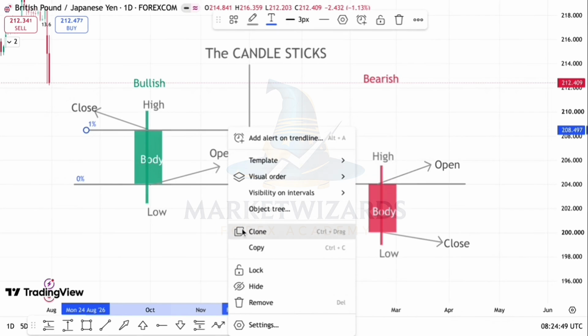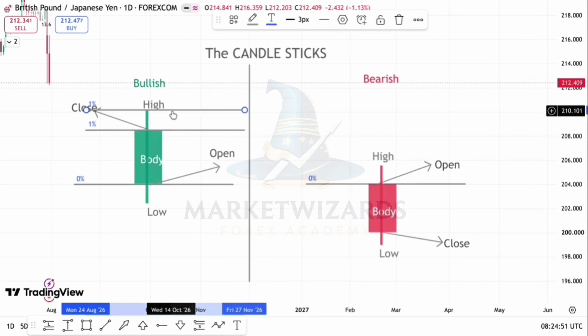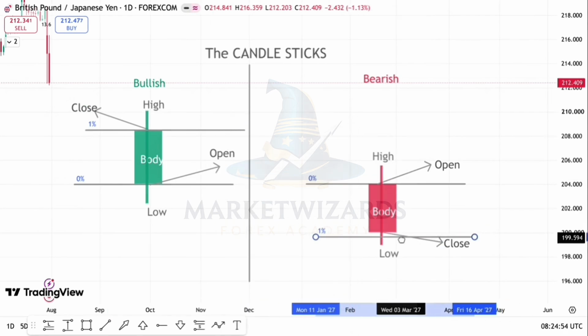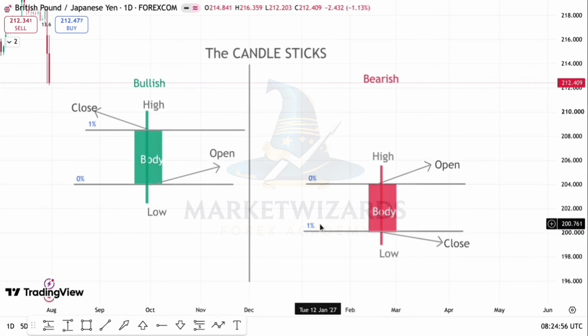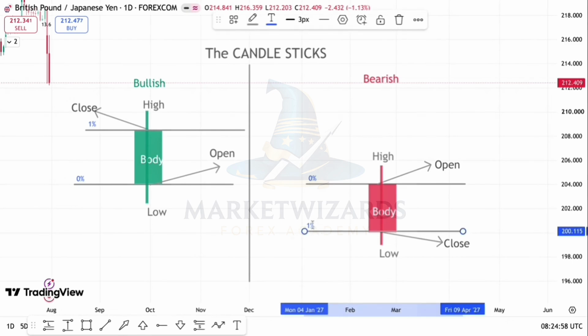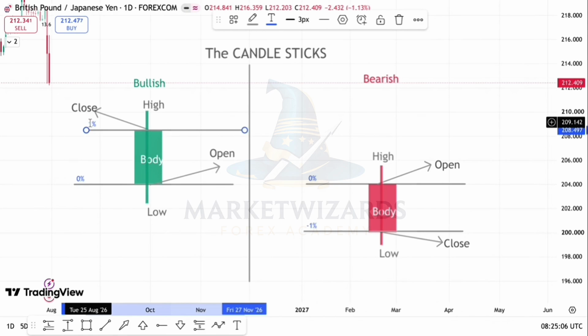And in the same scenario, this part here we shall call the +1 and this one a -1. Let us take a scenario that the market started there.